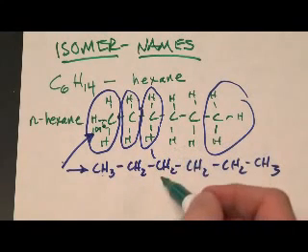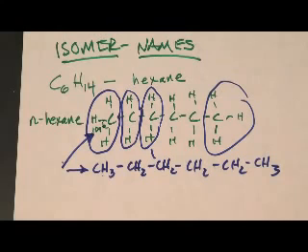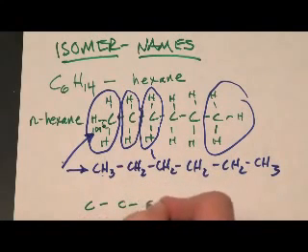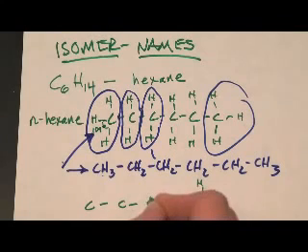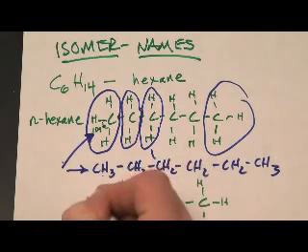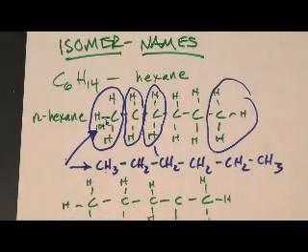Now, I could break bonds in this N-hexane and put it together in another way, so I'd still have 6 carbons, but they'd be arranged in a different way. For example, let's say I had 5 carbons in a row, and I added a 6th carbon off of the next to the last carbon in the chain. Now, next to the last is a relative term.